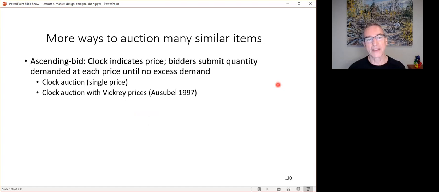We can also do the clock auction with Vickrey pricing, as Larry Ausubel has proposed. That works the same way. We just use a clock, and then once it becomes mathematically impossible for a bidder not to win quantity, they'll start paying along the residual supply curve. That's the same as the Vickrey pricing.